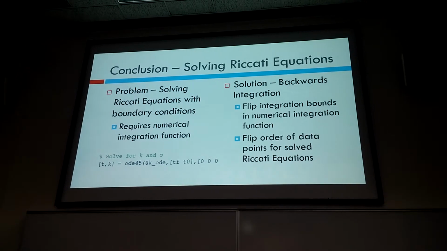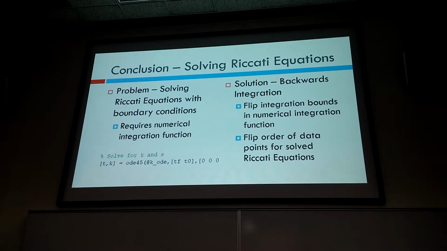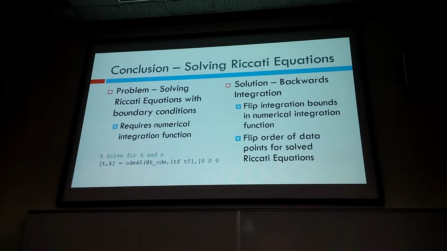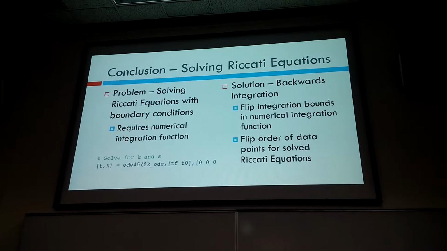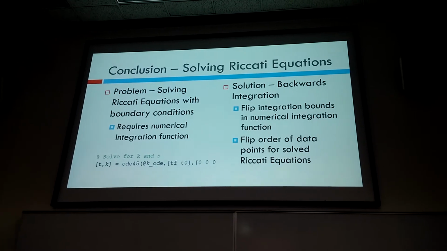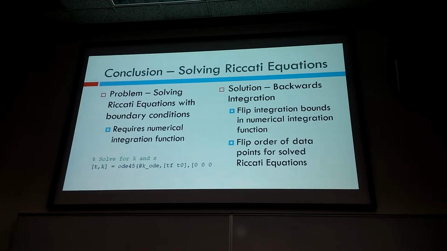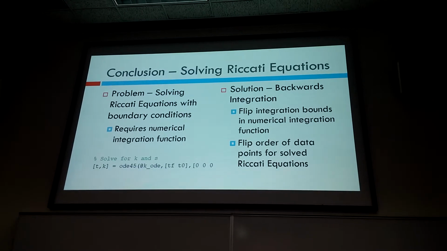Now, if you plot this, it'll look great. However, you need to realize that because you integrated it backwards, your data points are actually in the reverse order. So before you use these for anything, you need to flip or reverse the order of the data points for your solved Riccati equations. So you need to set the last element first, second to last element second, and etc. Then they'll be in the correct order.